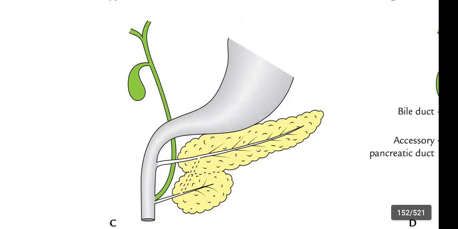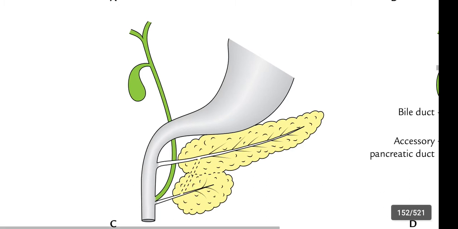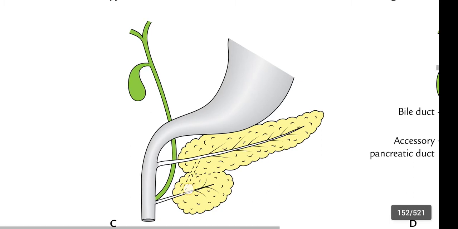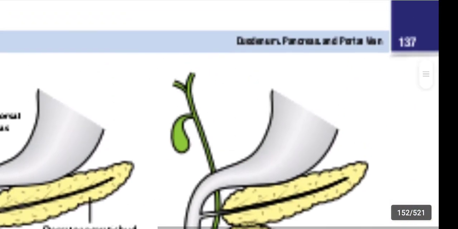In this formation, during fusion, the ventral one forms the proximal part of main pancreatic duct, and the dorsal one forms the remaining part of the main pancreatic duct. Okay, I think it is clear. This ventral one forms the proximal part of the main pancreatic duct, and the remaining part is formed from the dorsal pancreatic duct.